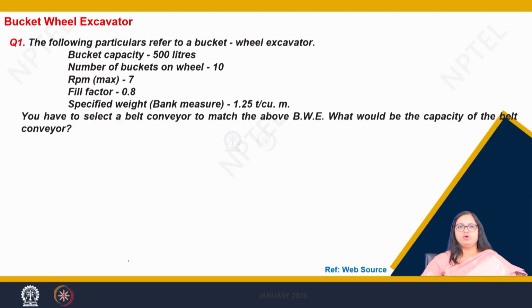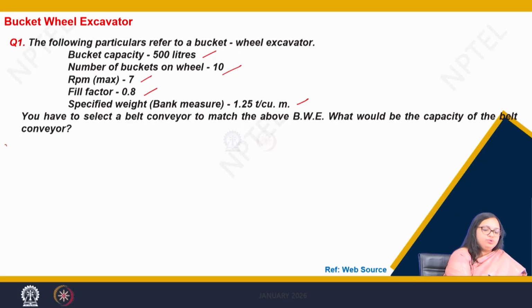Now, let us try to solve one problem for a bucket wheel excavator. What does it tell? These are the particulars of a bucket wheel excavator, where the bucket capacity is 500 liters, the number of buckets on the wheel is 10, the RPM is 7, the fill factor is 0.8, and the specific weight, that is bank measure, is 1.25 ton per cubic meter. You have to select a belt conveyor to match the bucket wheel excavator. So, what would be the capacity of the belt conveyor?